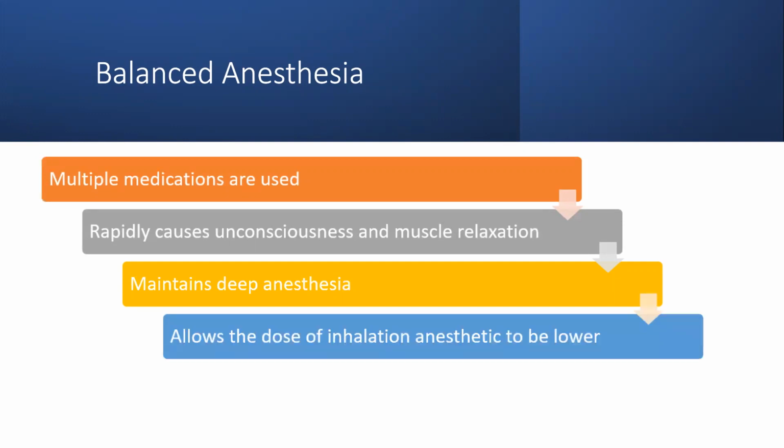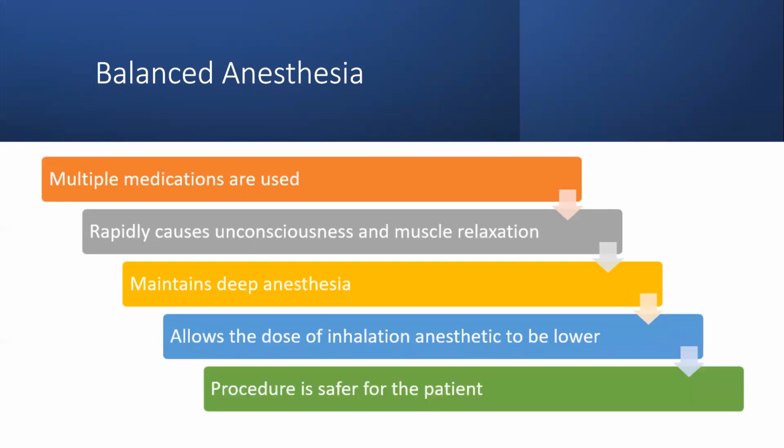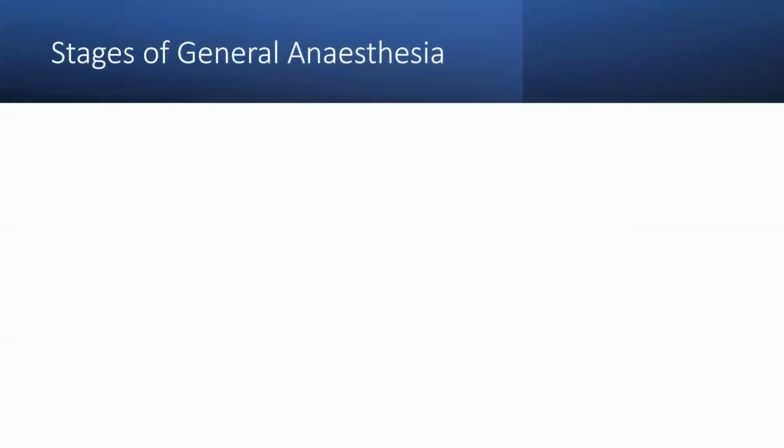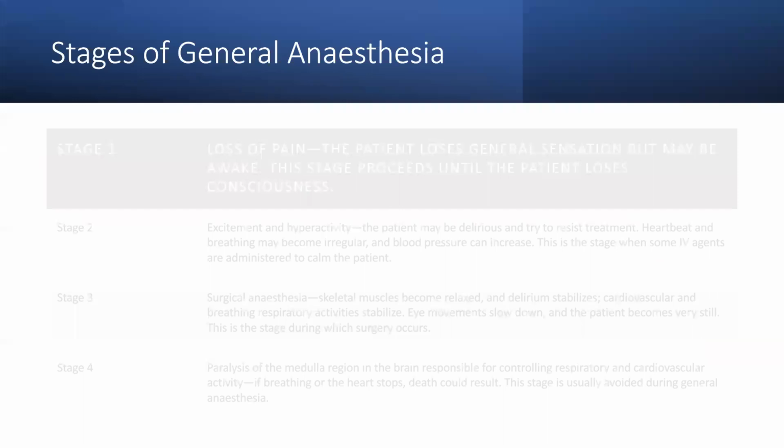And it allows the dose of inhalation anesthetic to be lower than normal, and the procedure is safe for the patient. That is all about when we have to give a person a balanced anesthesia for surgeries or surgical procedures. What are the stages of general anesthesia?